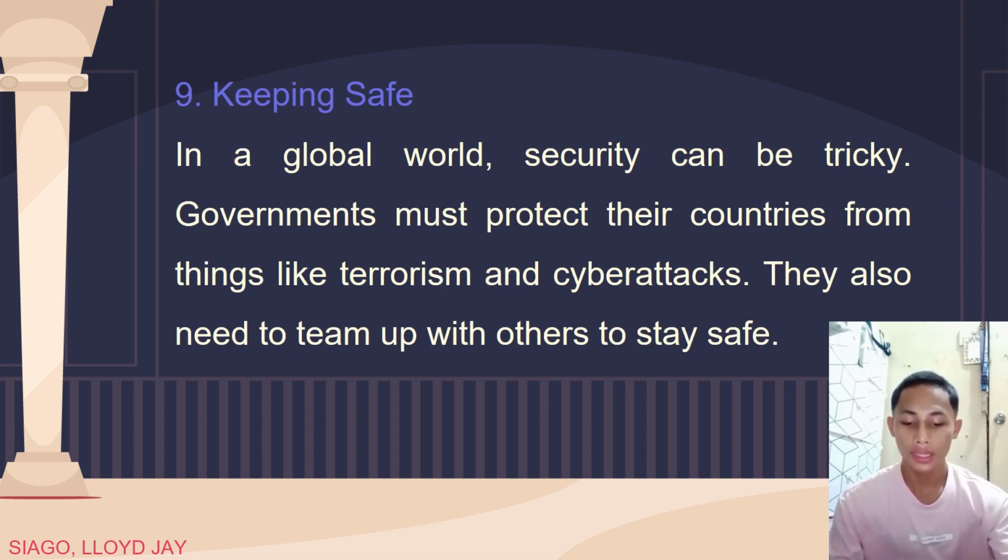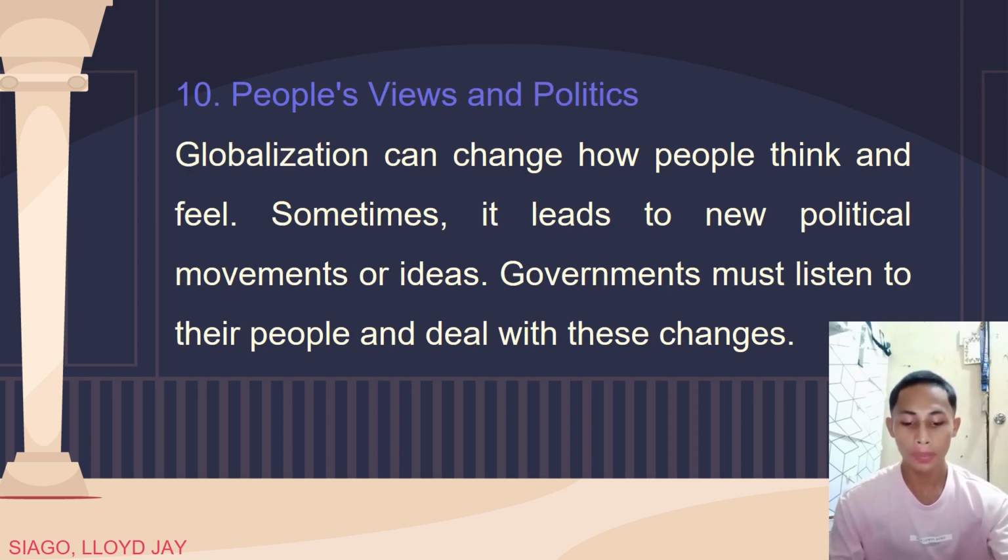So the next one is keeping safe. In a global world, security can be tricky. Governments must protect their countries from things like terrorism and cyber attacks. They also need to team up with others to stay safe. The last one is people's views and politics. Globalization can change how people think and feel. Sometimes it leads to new political movements or ideas. Governments must listen to their people and deal with these changes.